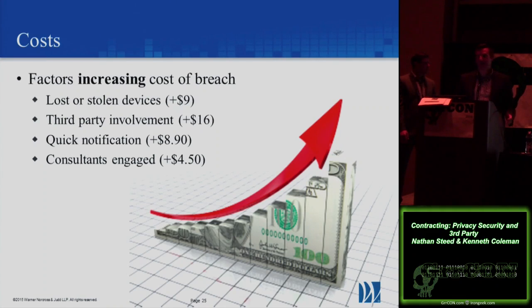There are some things, though, that increase the cost of that breach. So if the device is lost or stolen, it increases it by $9. If there's a third party involved, that'd be like, well, not you guys, but hackers. Not your kind, though, I hope. But here's what's interesting. Notice that quick notification increases the cost per record of a breach by almost $9 per record, which is a fairly significant increase.